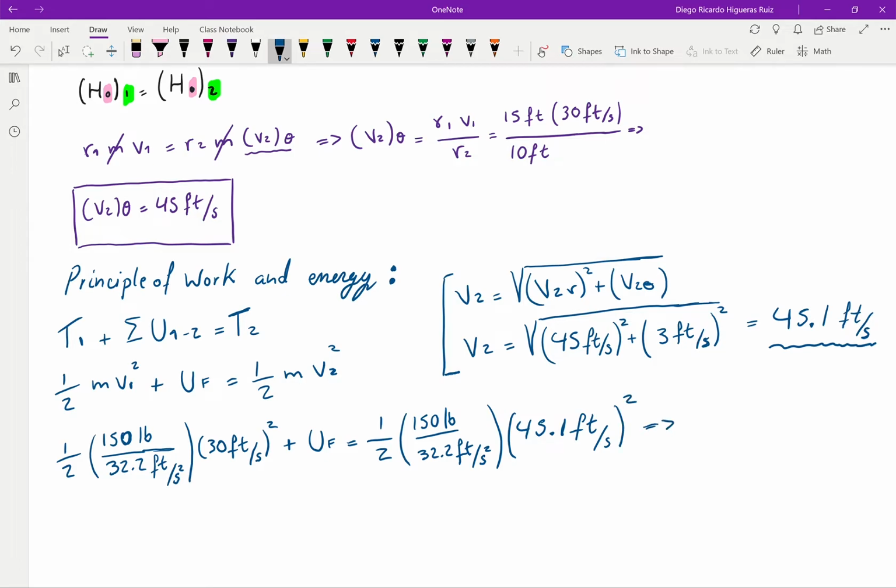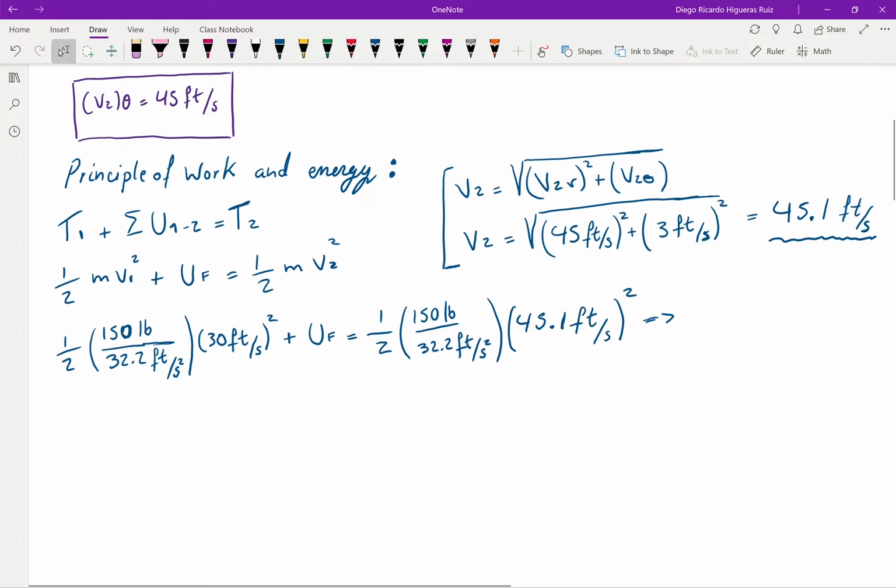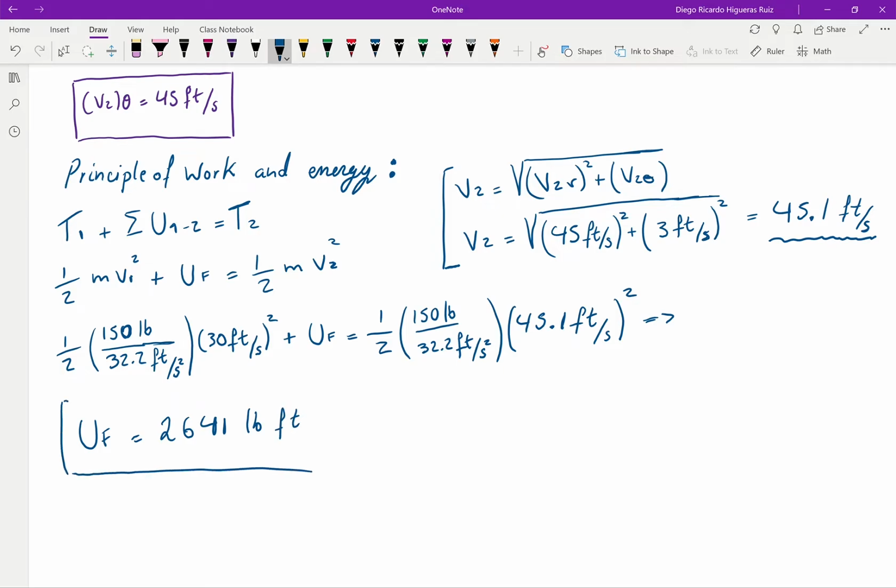Awesome. Now I'm good to go. We can go ahead, solve for UF, and that's gonna be equal to 2,641 pounds per feet. And that's the second part of my problem.